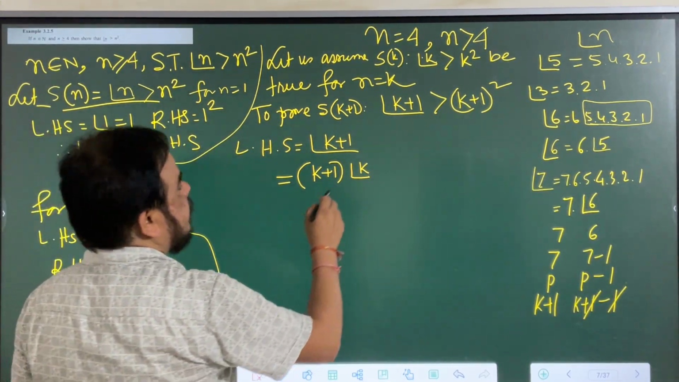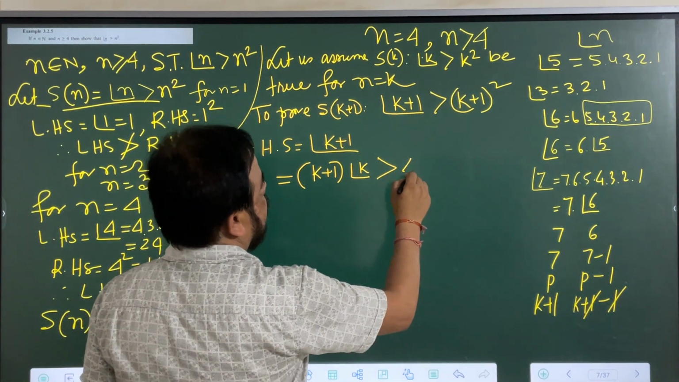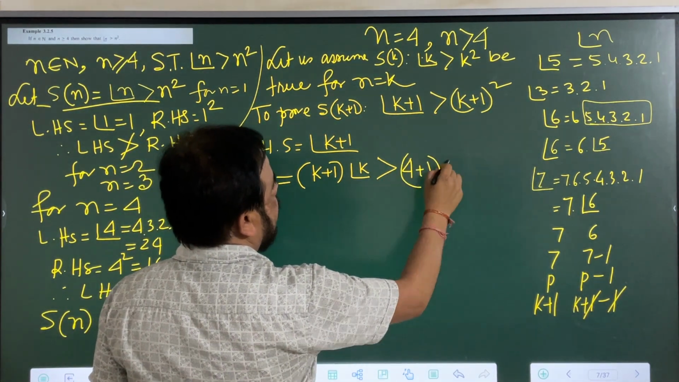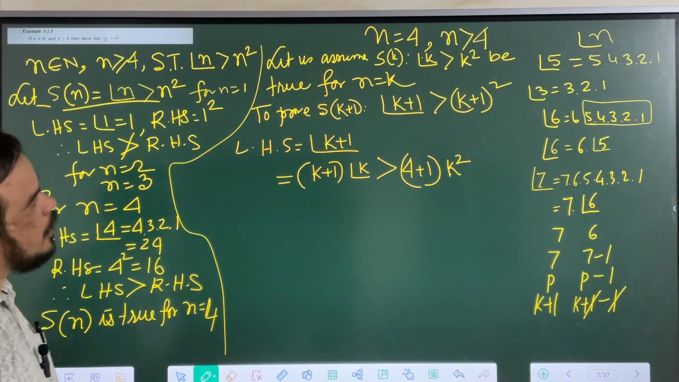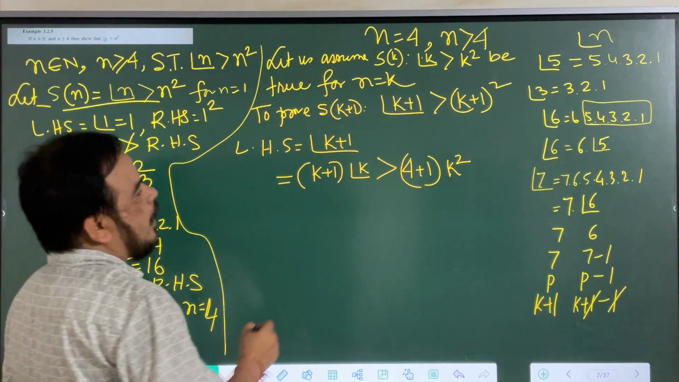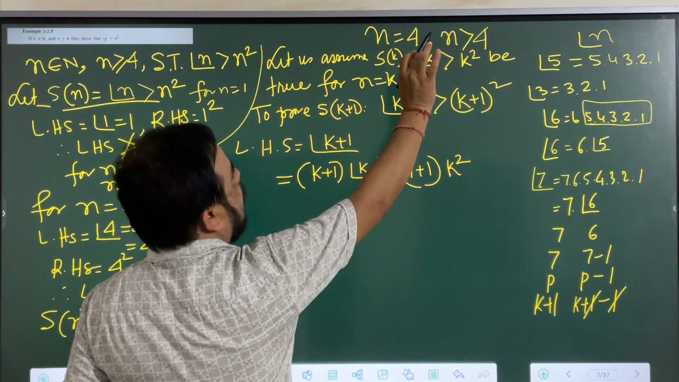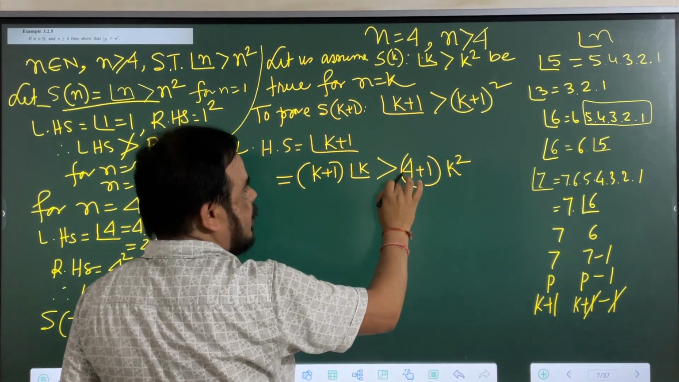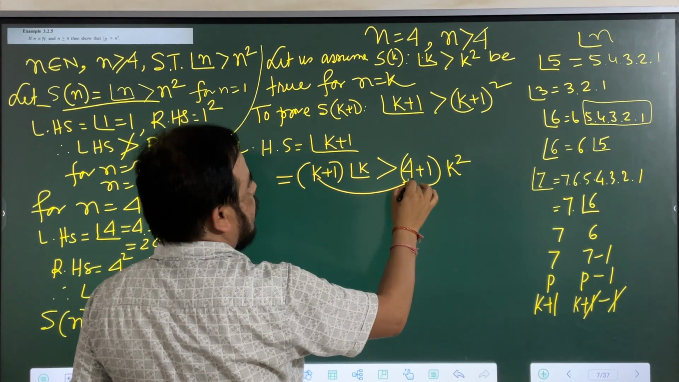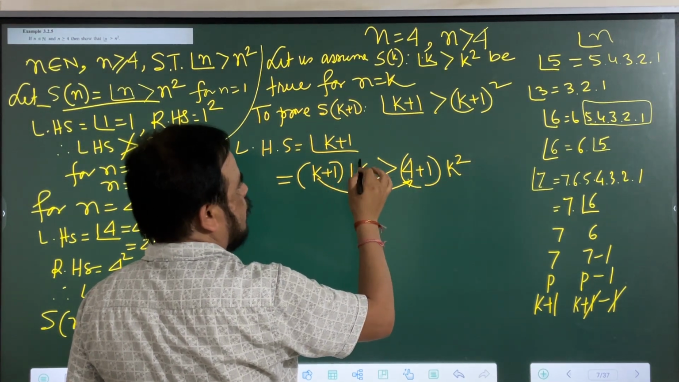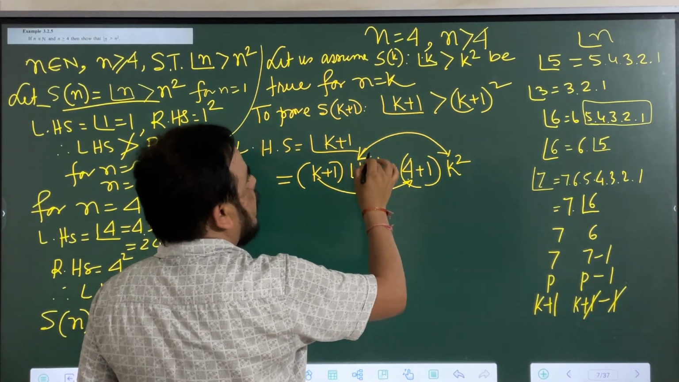So this is greater than 4 plus 1, k square. Look here. Why is 4 written? Because n is equal to 4 or n is greater than 4. So this number is 4. In place of k, 4 is written. 4 plus 1, so k plus 1, k.